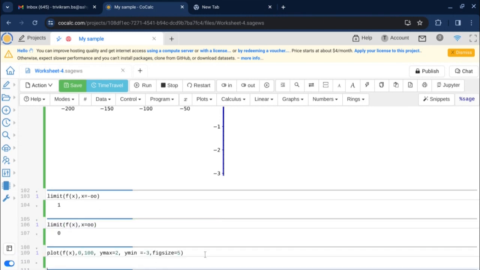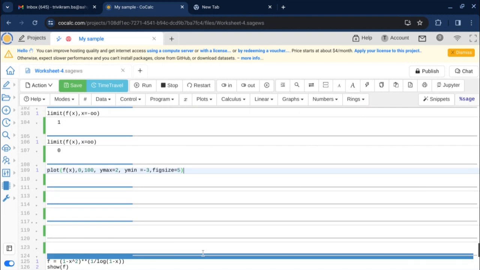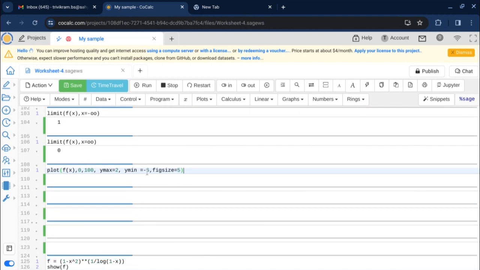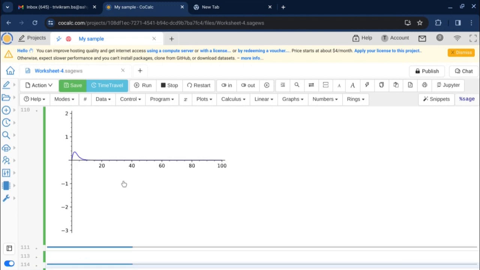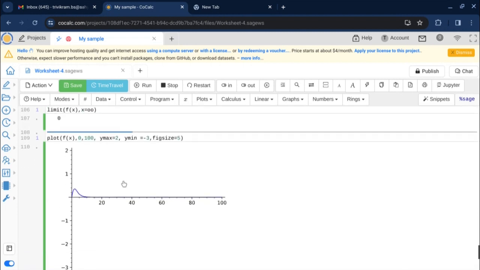Now I am going to plot this function for 0 to 100. Y max is 2 and y minimum is -3. So x value I am taking from 0 to 100, and y value I am taking from 2 to -3, in the figure size as this much. So you'll get the plot like this.